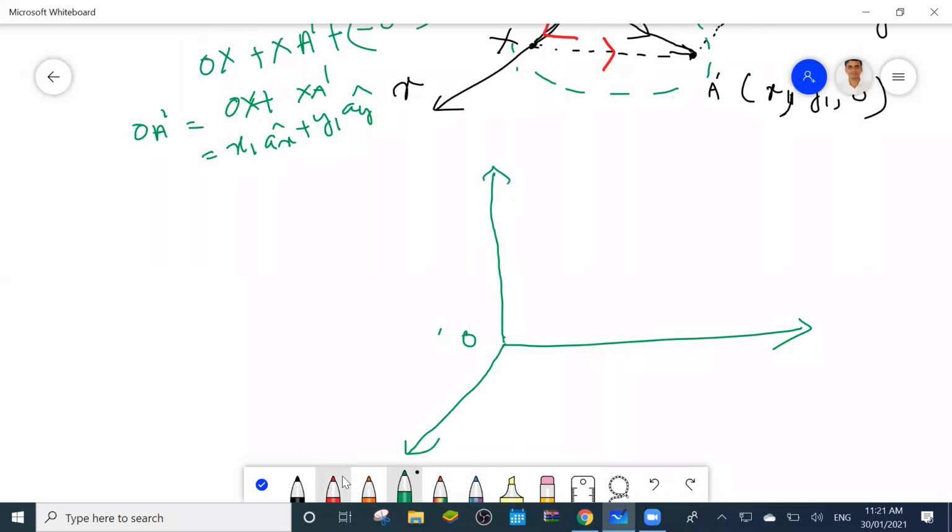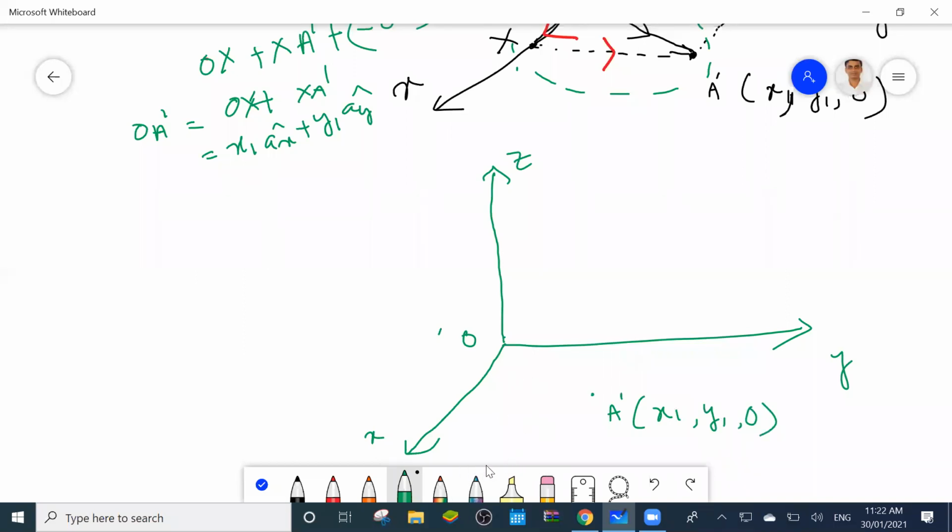Now what I will do, suppose this is X, this is Y, this is Z. Okay. Now if I choose one point here, suppose A dash. So what is the coordinate value of this? X1, Y1, 0.